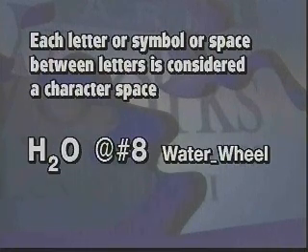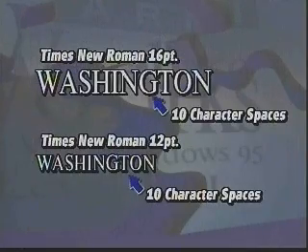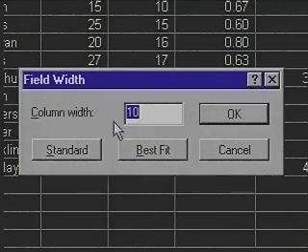The actual size of a character space is based on the font and font size used in the database. For example, the field width for a 10-letter word in Times New Roman 16 point will appear wider than the same 10-letter word in Times New Roman 12 point. If we were to type a 12 in the entry box, Works would widen the cell width to 12 character spaces throughout the database file. Instead, we'll let Works pick a field width that best fits the data within our database. Double-click on the Best Fit button.